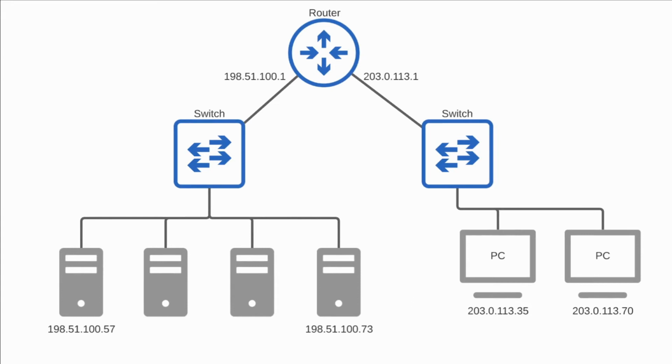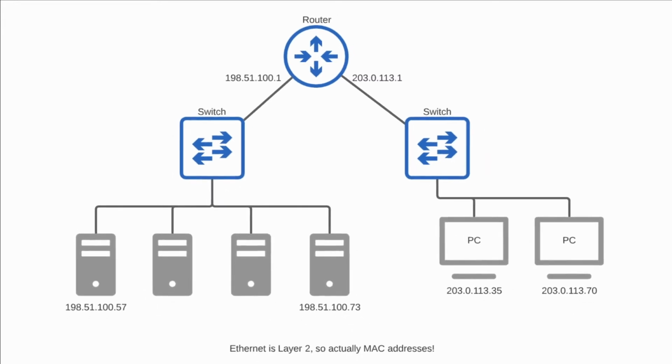So let's take this example network here. We've got a bunch of servers connected to a switch, which are connected to a router. And then we've got another switch with some PCs connected. Now, most IT professionals are going to be familiar with setting IP addresses on different servers and workstations. But networks don't actually use IP addresses at the local level. It's Ethernet. It's all layer 2, so we actually use MAC addresses.